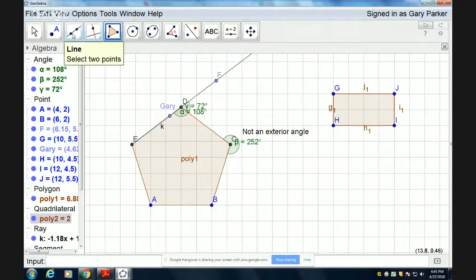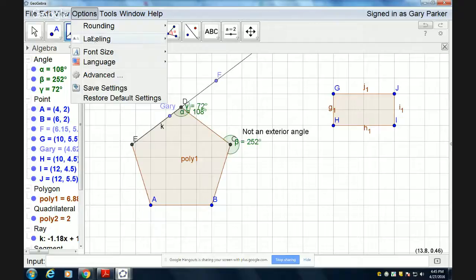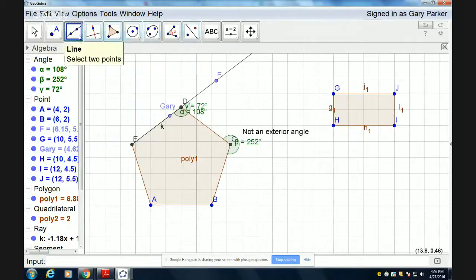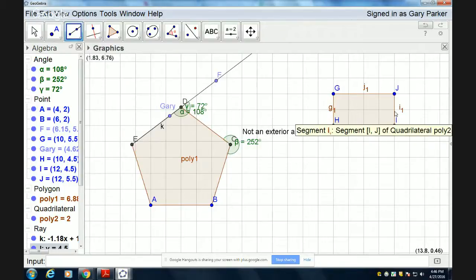And let's throw some rays on it. Oops, I want to go to options and say stop labeling these things. He's going to give too many labels. So Gary starts on H 90, and he's going to walk over through L. Then he has to rotate to get over to this next line.